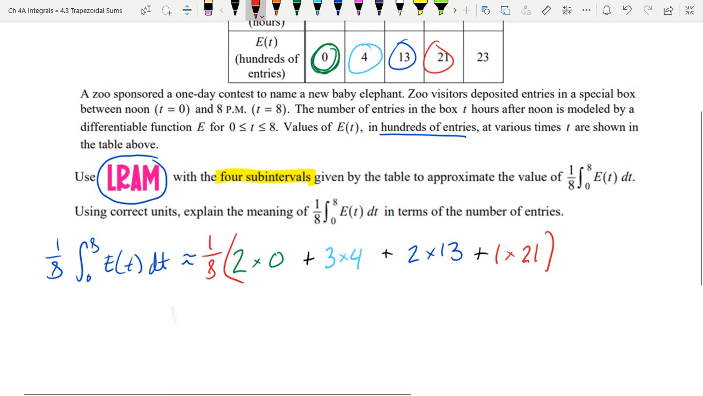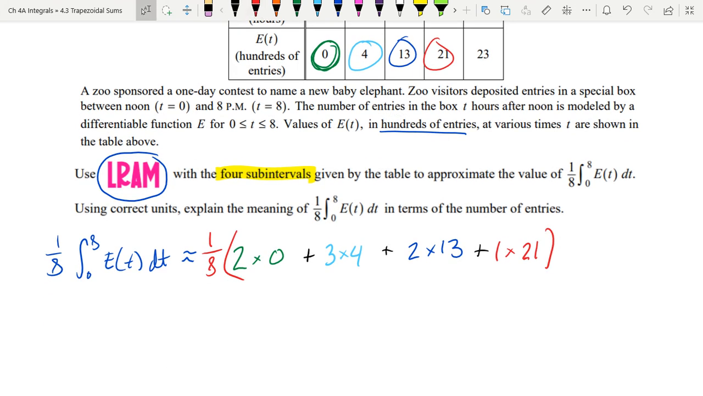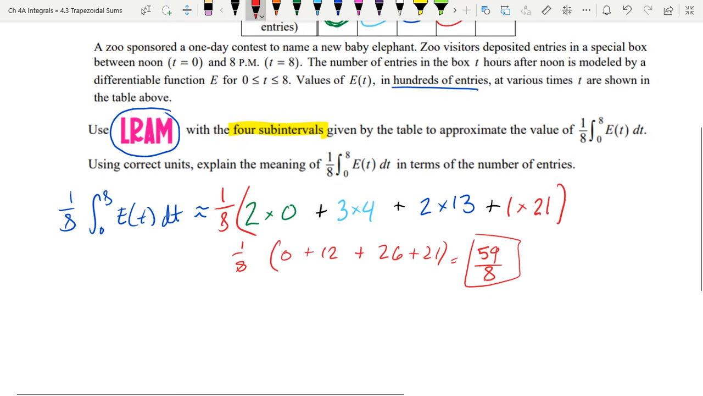Just to make things a little bit easier, I will actually do the math. 2 times 0 is 0. I don't normally do this. Plus 12, plus 26, plus 21. Does that get you 59? 59 over 8. And I don't even like the equal sign there because it's not really equal unless I put that 1/8 in front. That is what I got. 59/8. Great. What does that mean? And so that's what we have to do now.